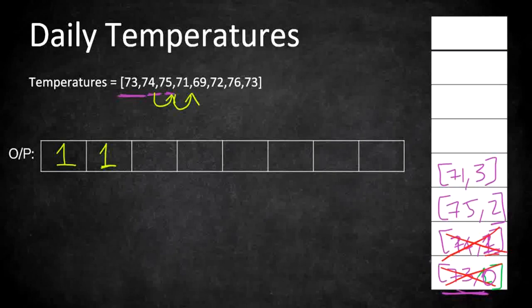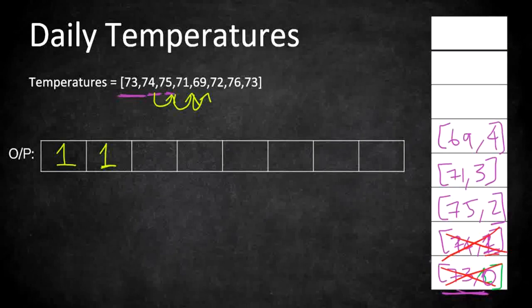There comes the next value, 69. 69 is also less than what is at the top of the stack, which means we did not find any warmer day. So we are simply going to update our stack to remember this. So 69 at index 4 is not warmer than any of the previous days.